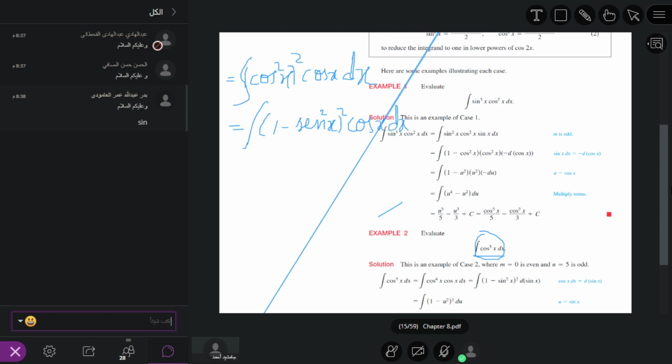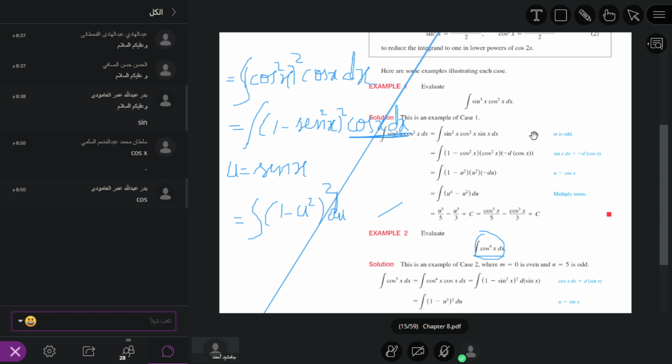So this is the method. Now we substitute u is equal to sine x. What is the derivative of sine x? It is equal to cosine x. So thus cosine x dx becomes du. So thus the given integral is converted this way: the integral of 1 minus u square whole square du.